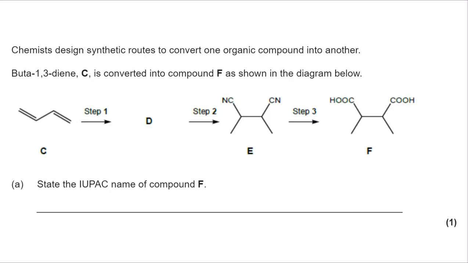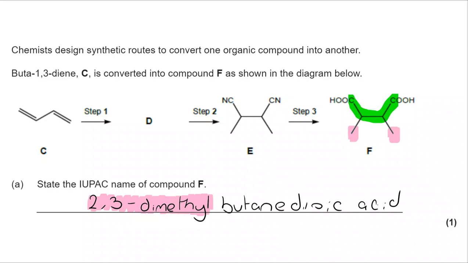So for part A, we want the IUPAC name for compound F. Well, we're going to look for the longest carbon chain, and we want the carbon chain that has got the carboxylic acid in. So I've highlighted that in green, and you can see that we've got two methyl groups coming off in the second and third position. So they give us the start of the name. They act as the prefixes. We've got 2,3-dimethyl. And then we have got butane dioic acid.